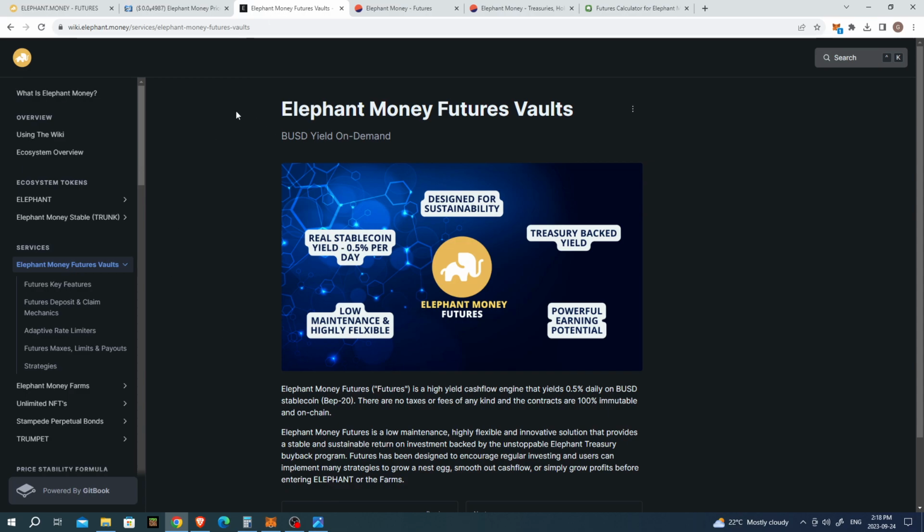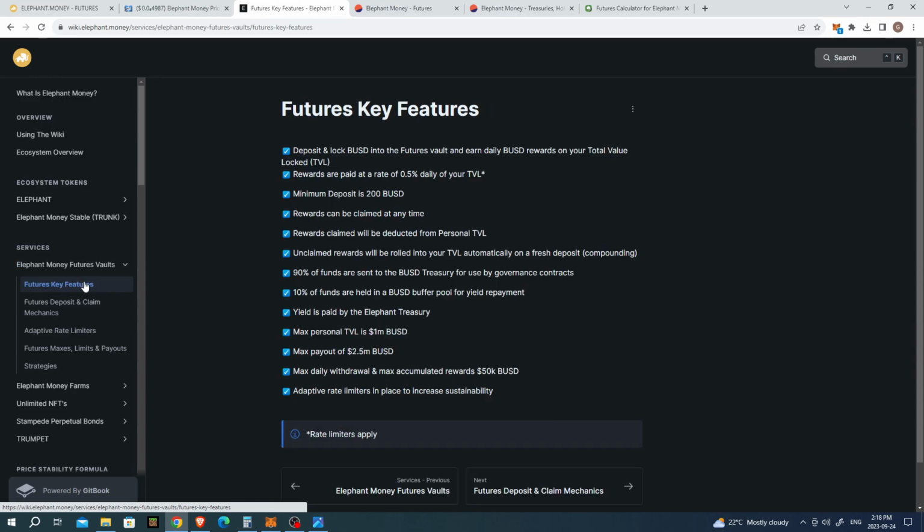If we get into the wiki here, again, I'll drop the link in for this wiki as well, and how it works. If we get into the features, like I say, 0.5% daily, there are no taxes or fees to get in, and it's on chain. This is BEP20 BUSD that you put in for this one, so on the Binance chain. So again, it's 5% daily, $200 minimum deposit, and every time you want to actually compound your rewards, you have to put in an additional $200.